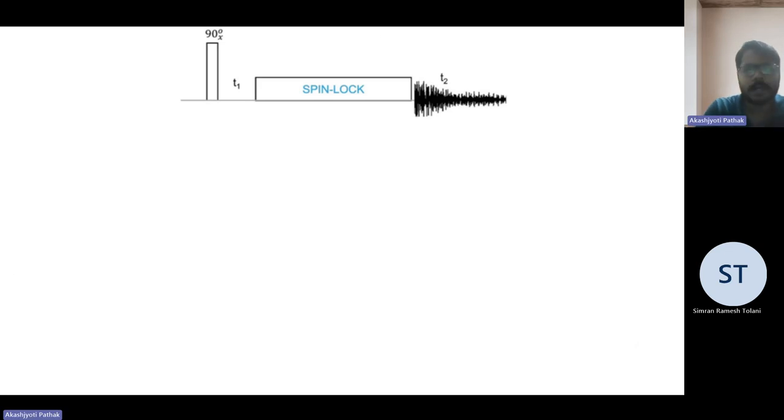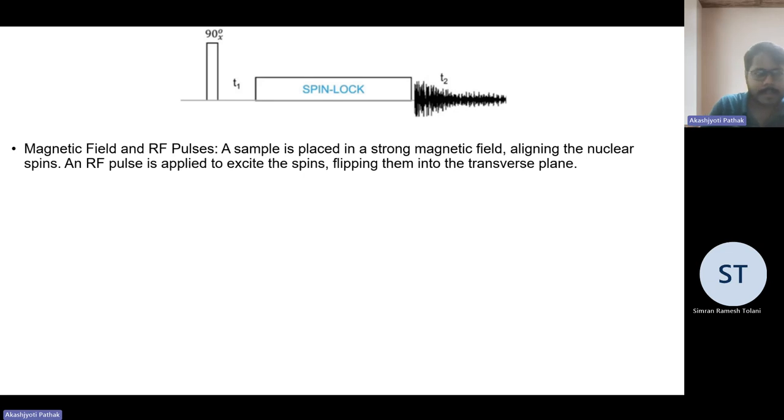So this is a pulse sequence diagram of a ROESY experiment. Let's try to understand this. What happens is magnetic field and RF pulses. A sample is placed in a strong magnetic field, aligning the nuclear spins. When the sample is subjected to the strong magnetic field, most of its nuclear spins will align along with the external magnetic field.